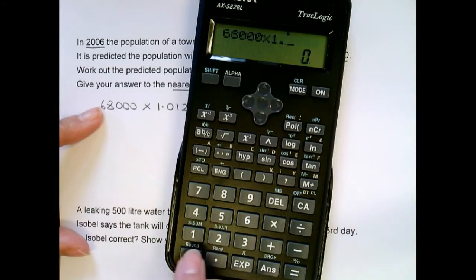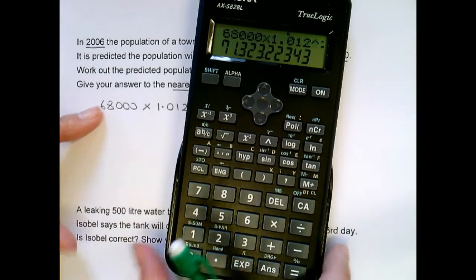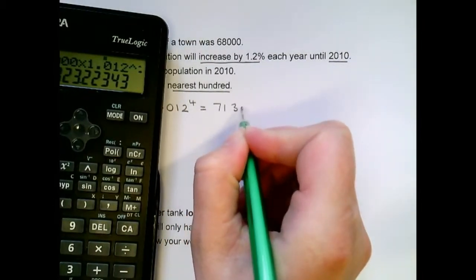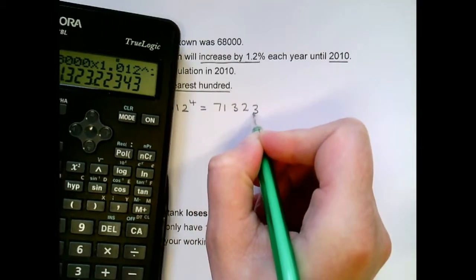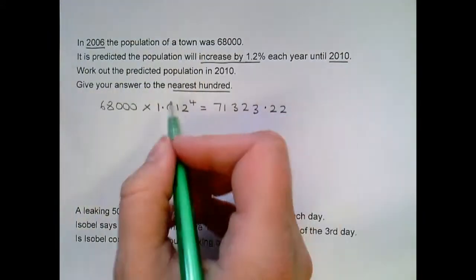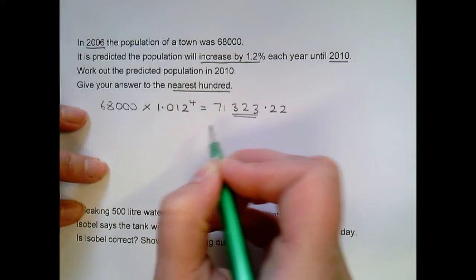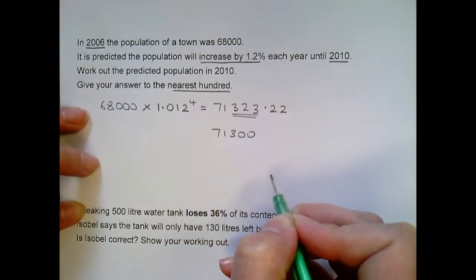68,000 times by 1.012 to the power of 4 equals 71,323, and then goes 0.22, and it said give your answer to the nearest 100. So the nearest 100, I would need to sort that bit out there. So that would be 71,300 people.